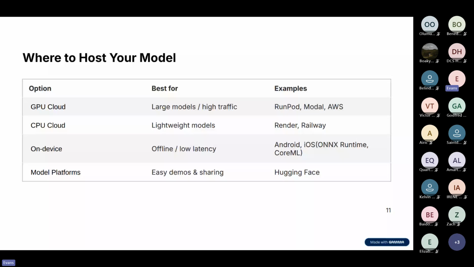If you think your model is that lightweight and you want to host on CPU, right? You can look at Render. The developers, most of you have used Render and also Railway. So you can look at those platforms, right? But you should know that if you are hosting on a CPU, then you are trading off latency, right? Means you have high latency. Your request will be slow and all that.